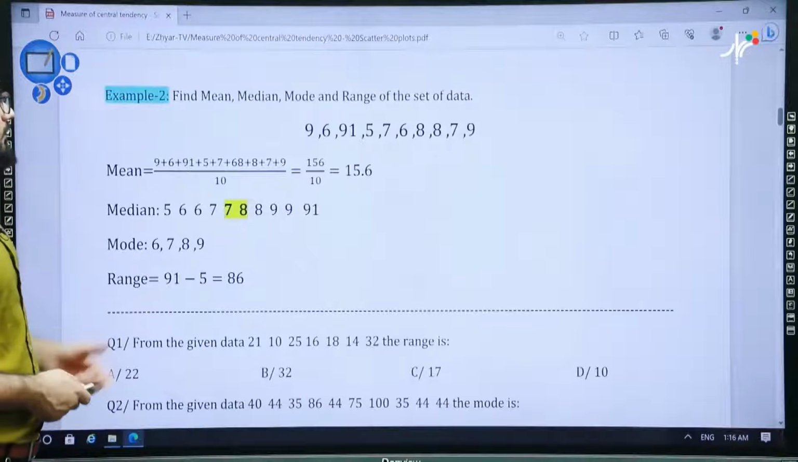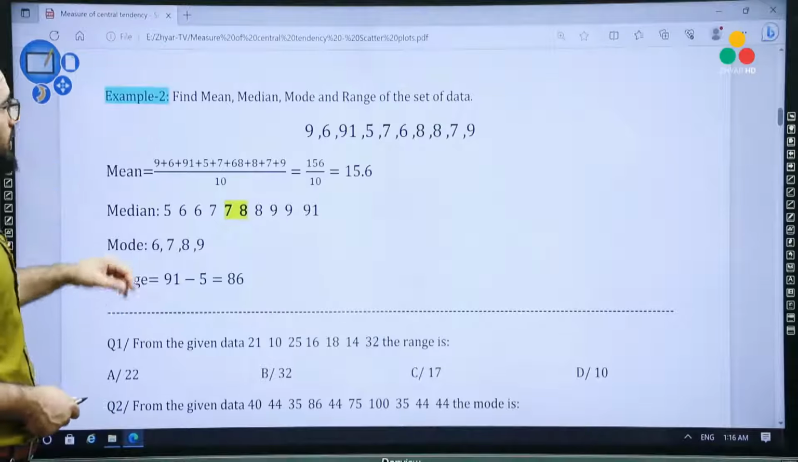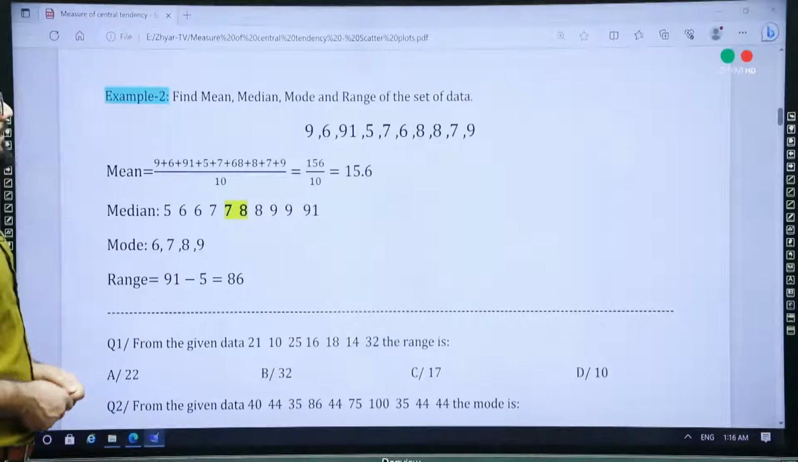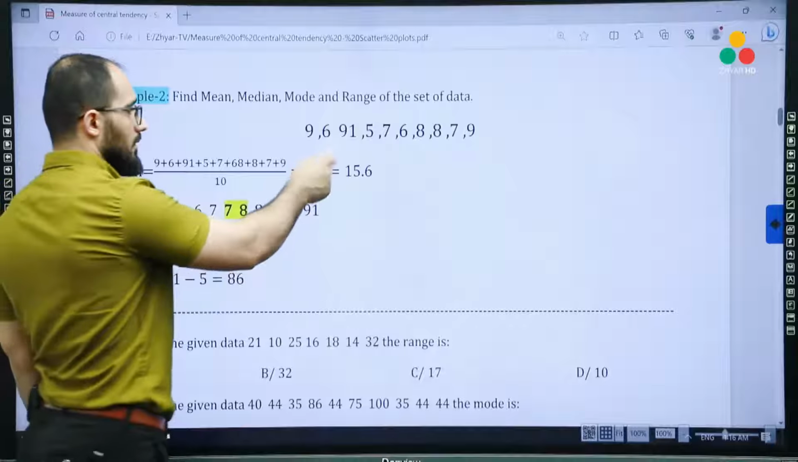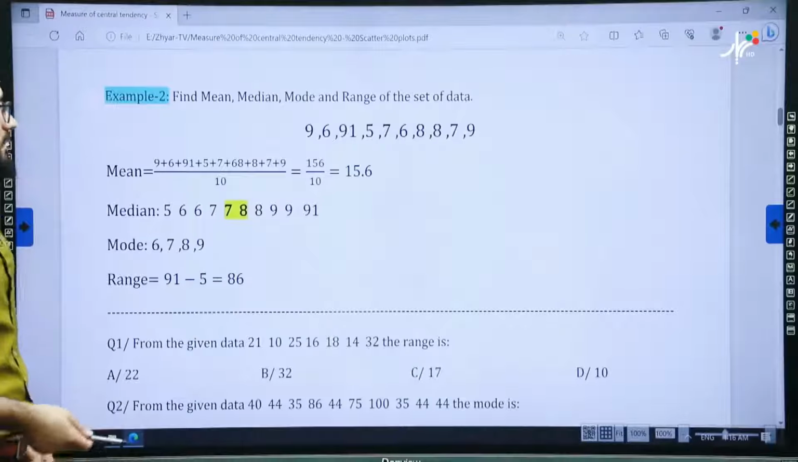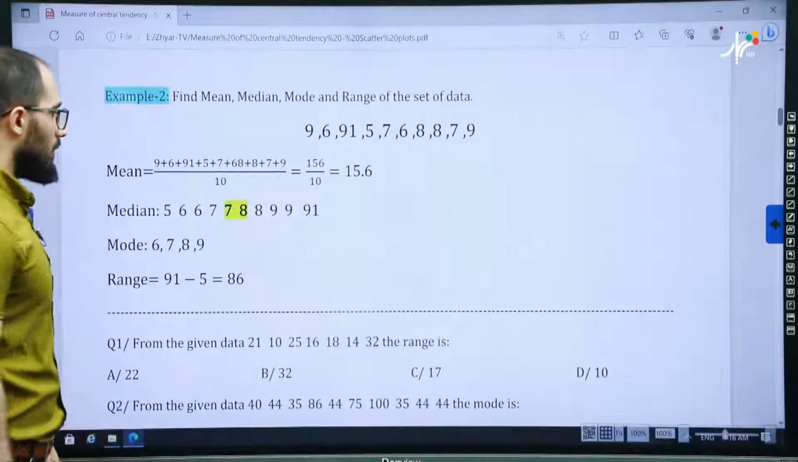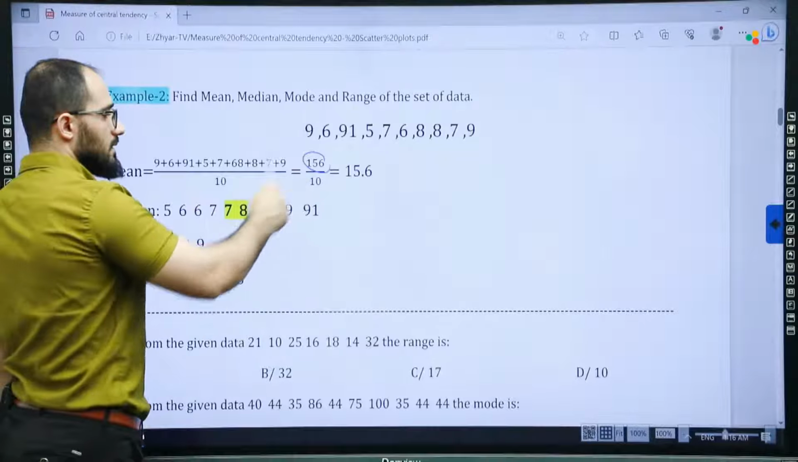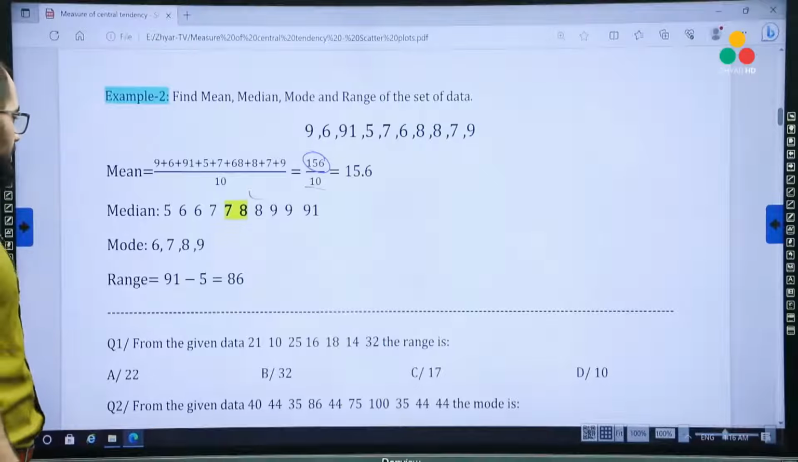Again, we have another example. It says find the mean, median, mode, and range of the set of data. We have these numbers. We add them up, 9 plus 6 plus 19 plus 5 plus 7 and 6, 8, 7, 9. When you add them up, it's going to be 156 divided by 10. It's going to be 15.6.